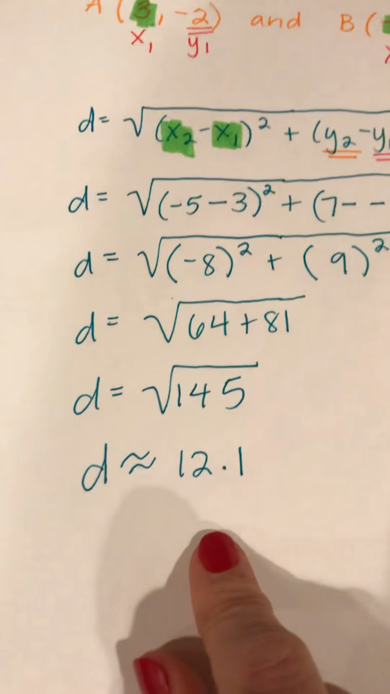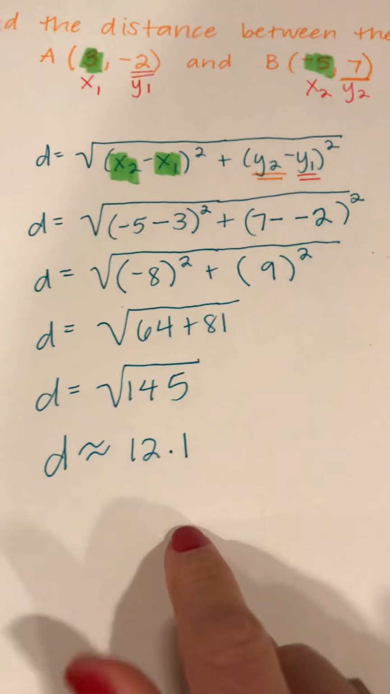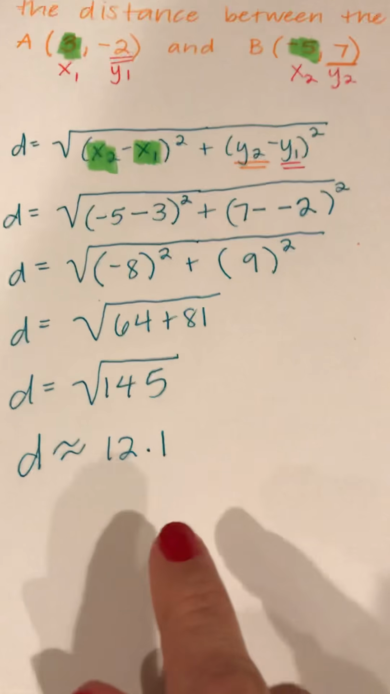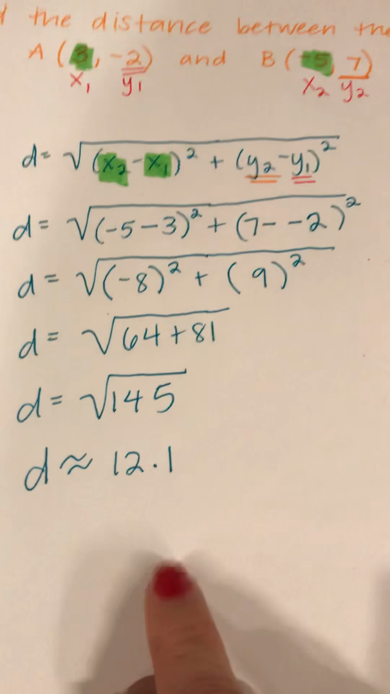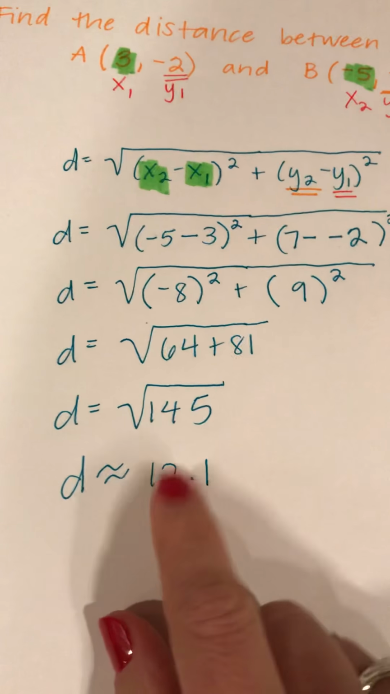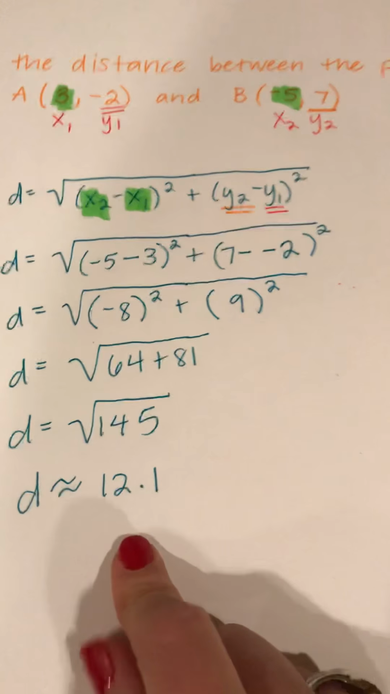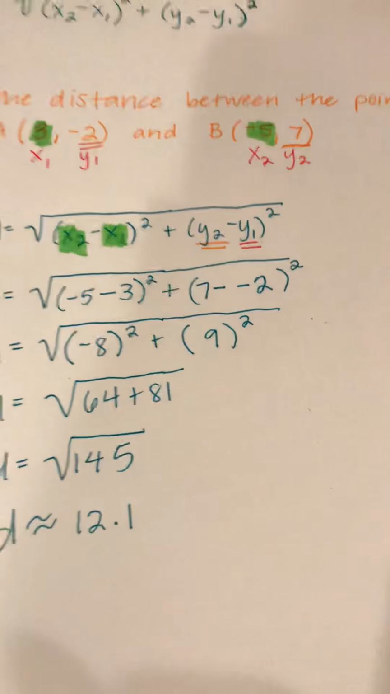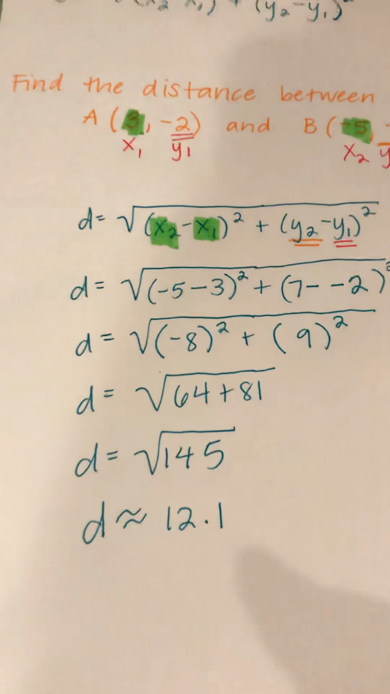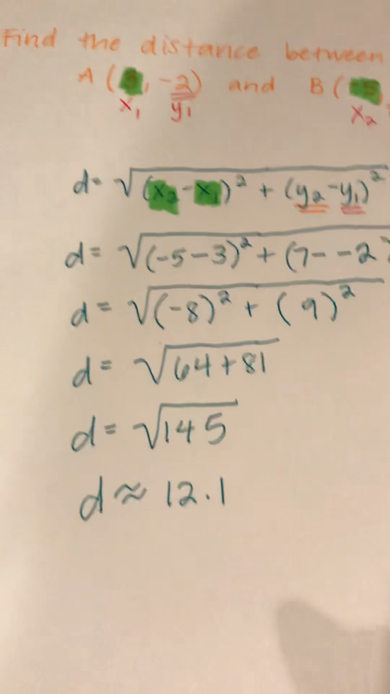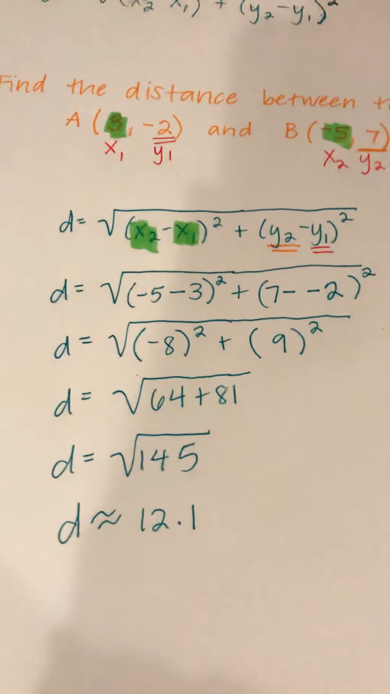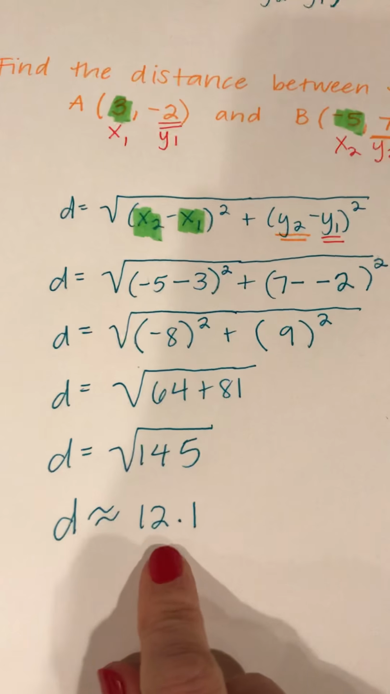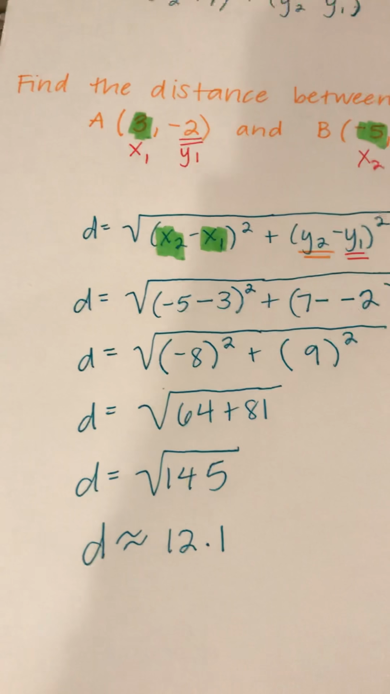Now, distance can be a decimal. Distance can be a fraction. What distance cannot be is negative. You cannot have a negative distance on the coordinate plane. Okay? So if you got negative 12.1, you did something wrong. Even if I put my car in reverse, I'm still going a distance. I'm not going negative. The same is true on the coordinate plane. Okay? So your distance will always be a positive value. All right?